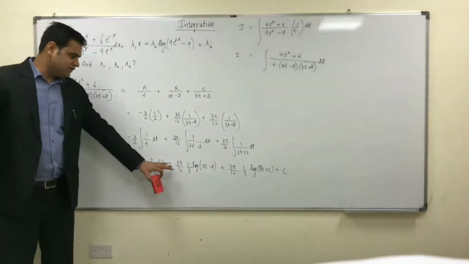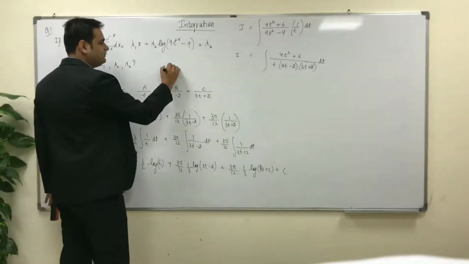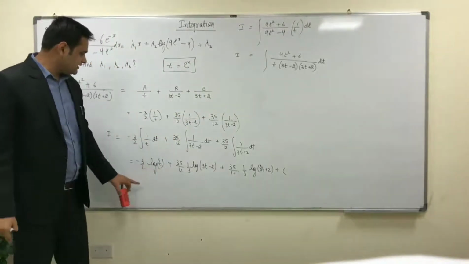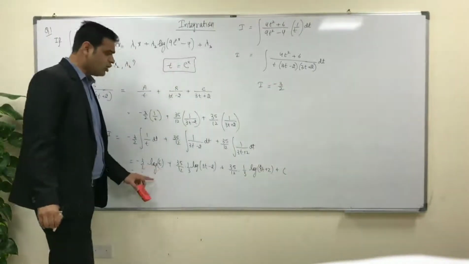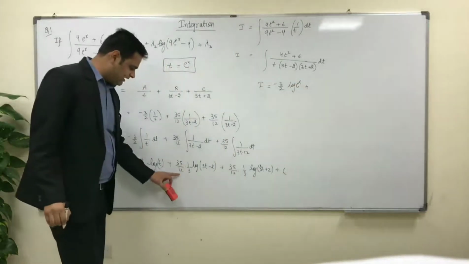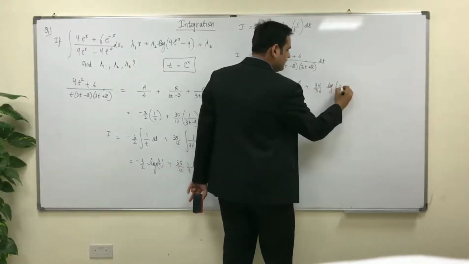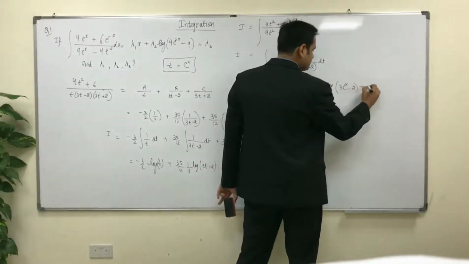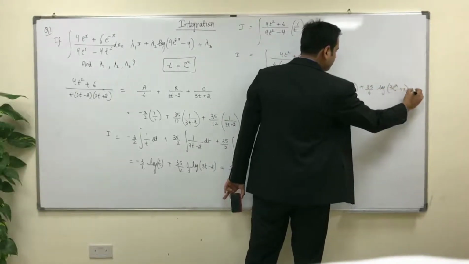Now this is what I got, but if you see, this t is introduced by me and I took t as e to the power x. So I need to replace t again as e to the power x. So if I replace it over here, what will I get? My I will be nothing but minus 3 by 2 log of t, so it will be log of e to the power x, plus 35 by 36 log of 3 e to the power x minus 2, plus 35 by 36 log of 3 e to the power x plus 2, plus c.